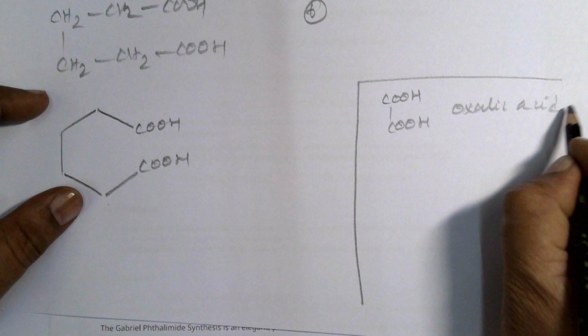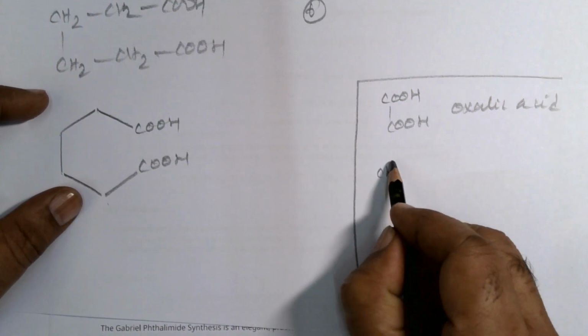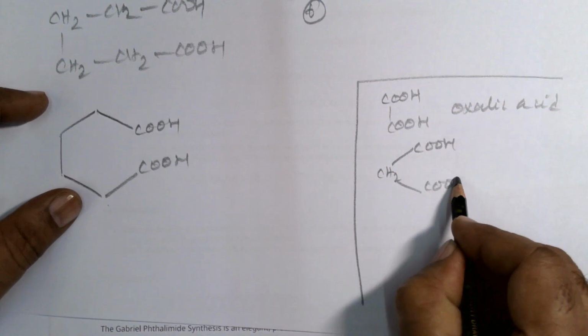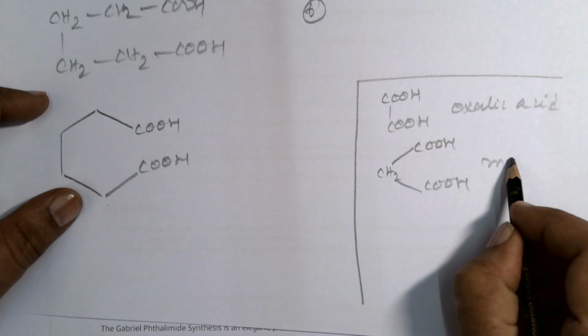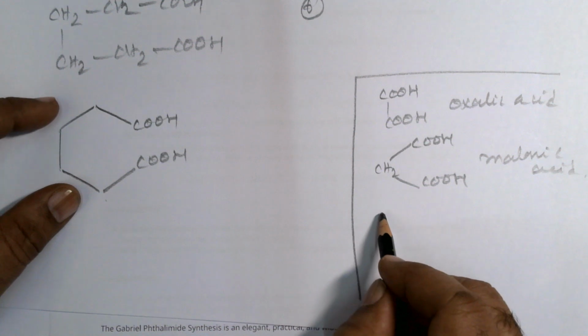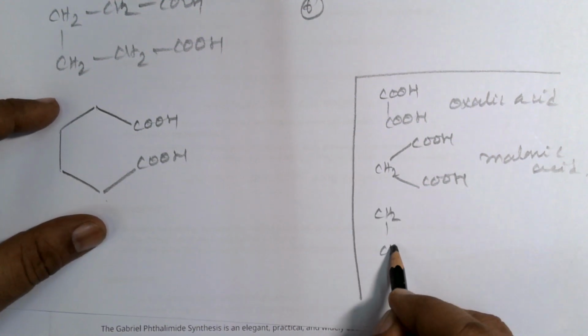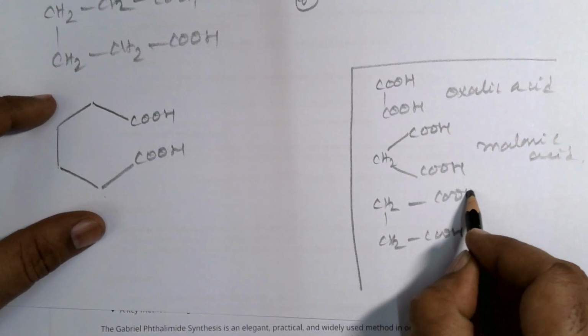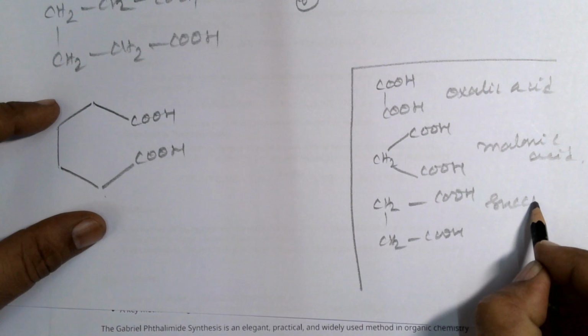And what is the second member? CH2, COOH, COOH. This is called malonic acid. And the next member is CH2, CH2, COOH, COOH. This is called succinic acid. Take down, succinic acid.